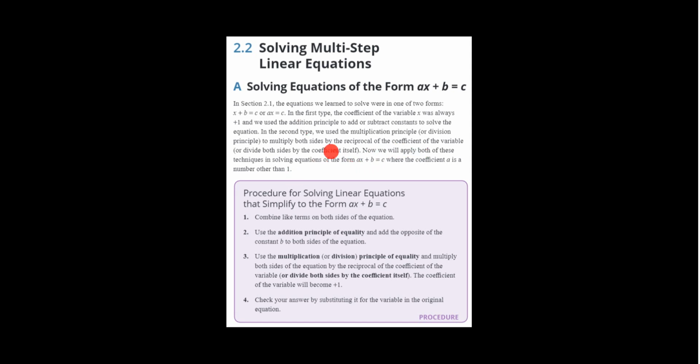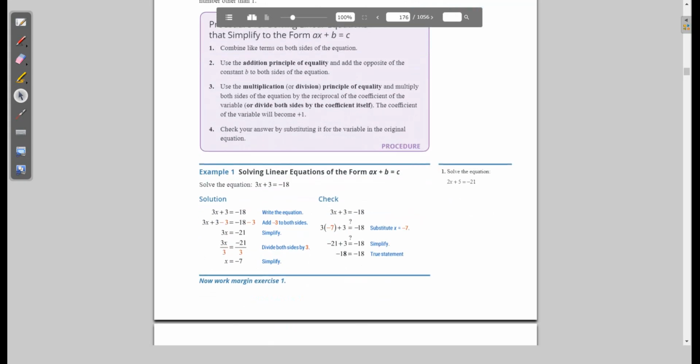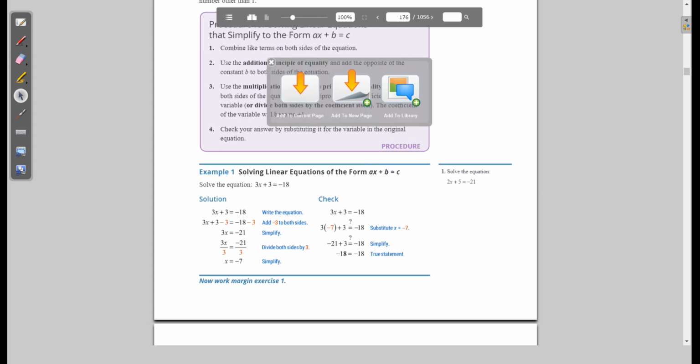Okay, so now we're combining pretty much everything we did in 2.1 into a nice equation. And again, here's a procedure, but we're not going to go over that. It's there for you if you need it. Instead, you get the best procedure of all: hearing me talk through it.